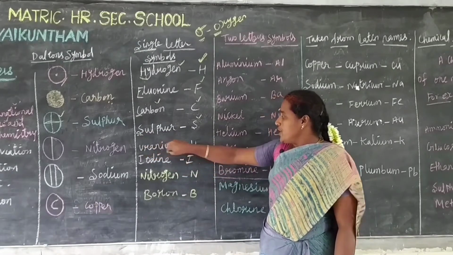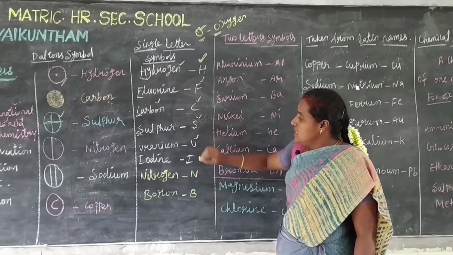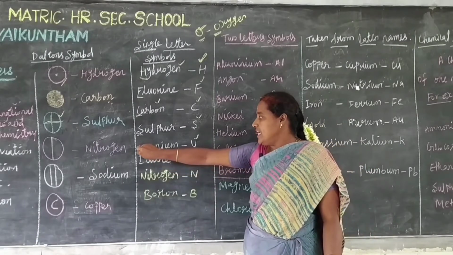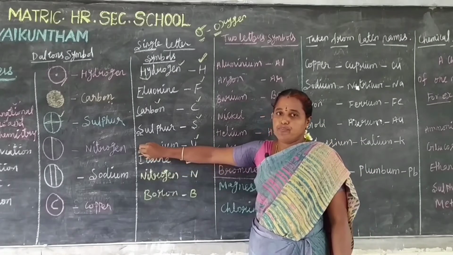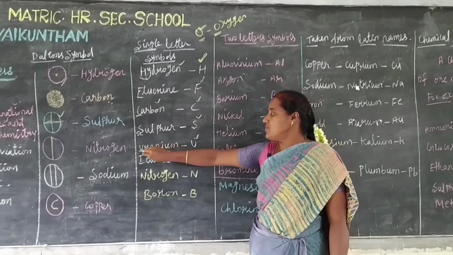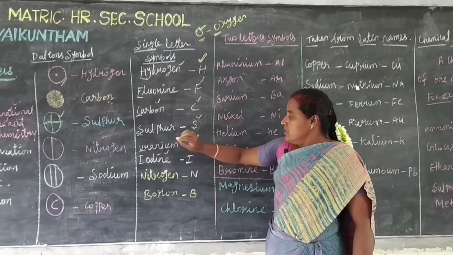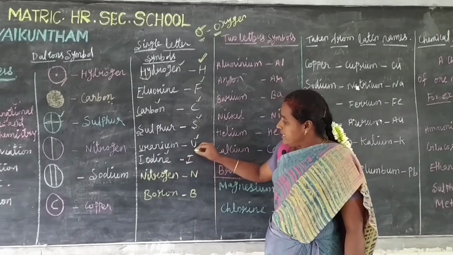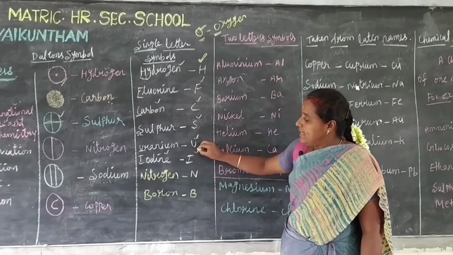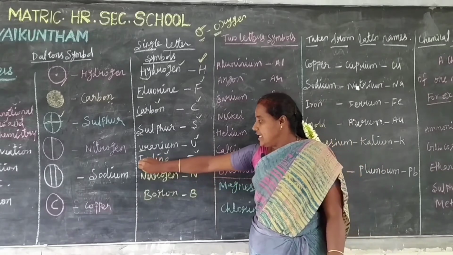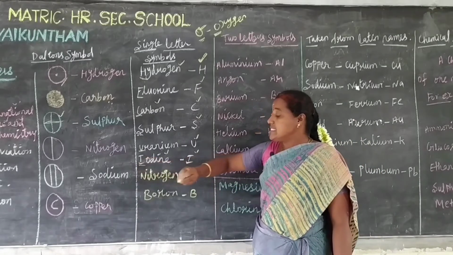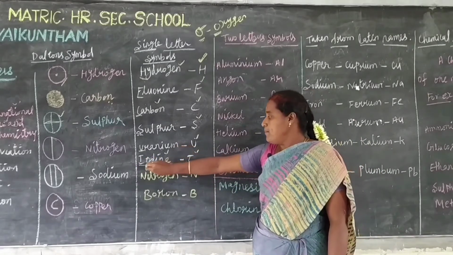Next, the symbol for uranium is capital letter U, which is the first letter of the name uranium. Next one is iodine. The symbol for iodine is capital letter I, which is the first letter of the name iodine.